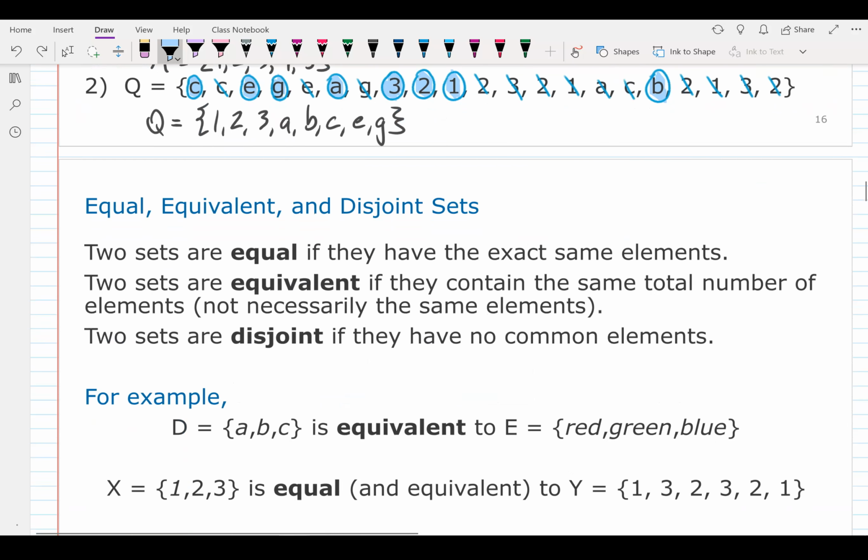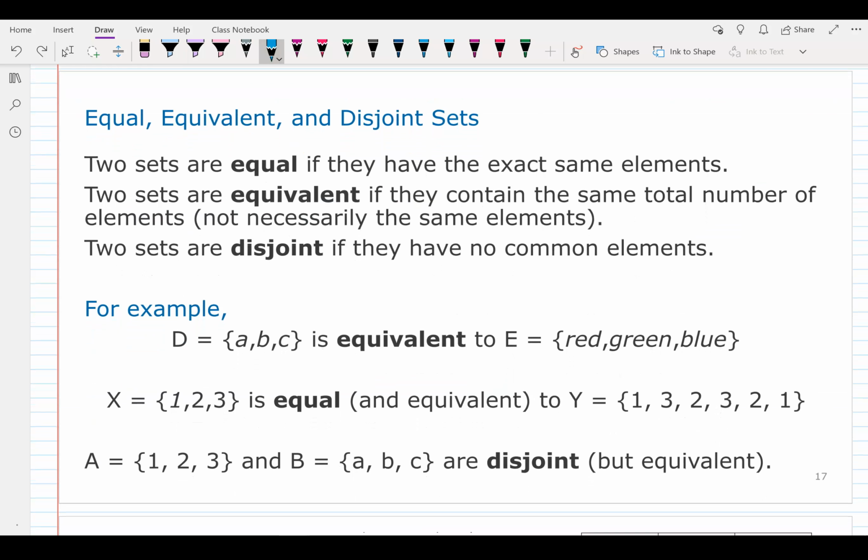Let's move on. What does it mean for sets to be called equal, equivalent, or disjoint? Well, I'll just set the scene right here for you. Two sets are equal if they have the exact same elements. So for example, X is 1, 2, 3. It's equal and equivalent to this. How is it the same? It's because it has the same exact elements. 1, 2, and 3. 1, 2, and 3. The rest are just extras. Okay? They're exactly the same.